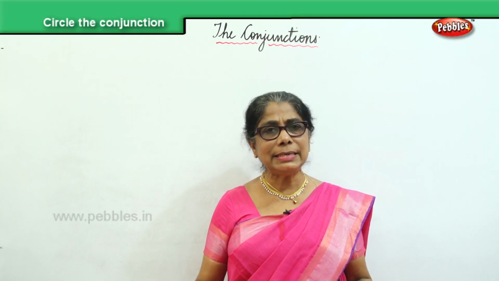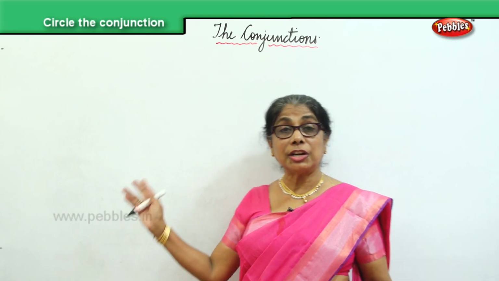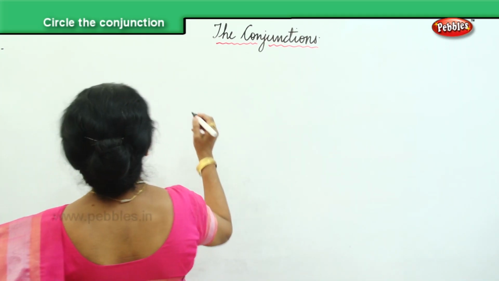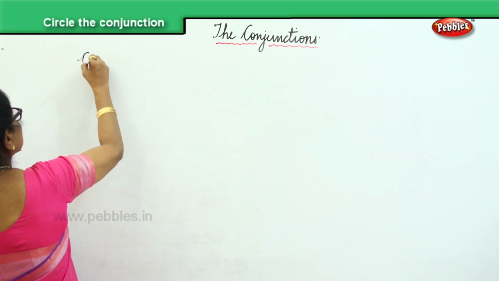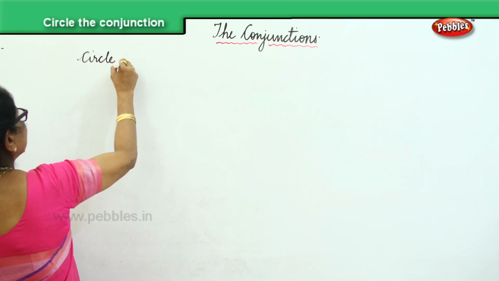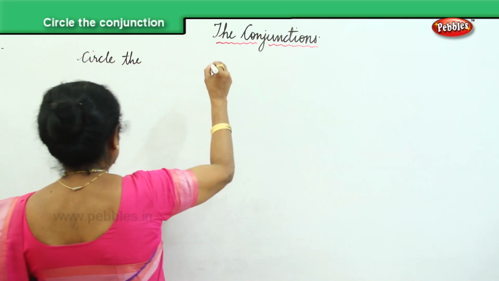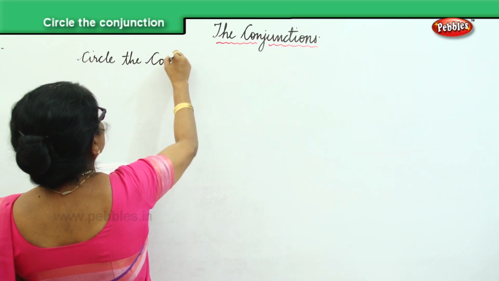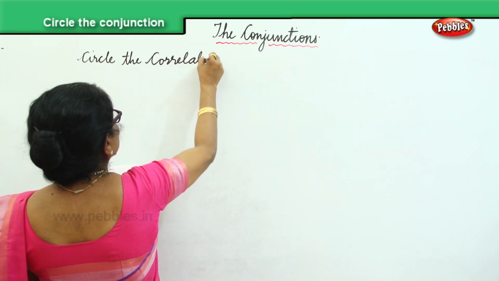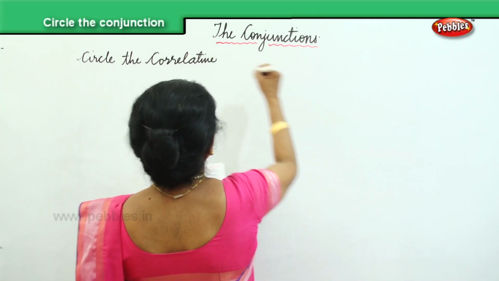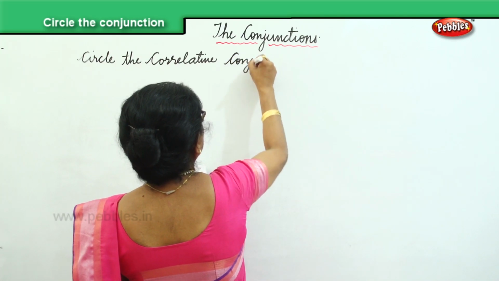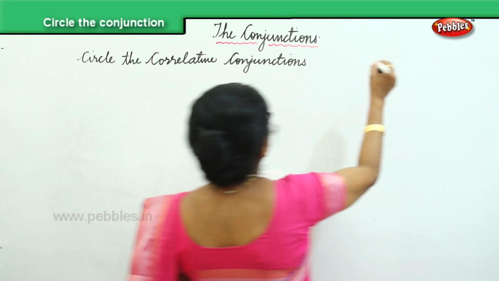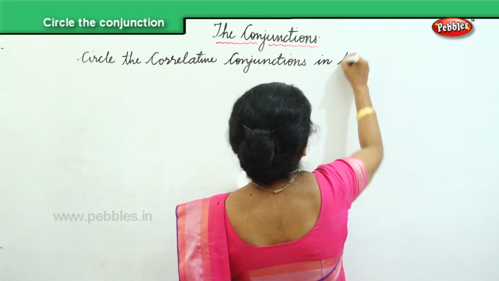Now we are going to circle the correlative conjunctions in the sentences that I will give you. Circle the correlative conjunctions in these sentences.